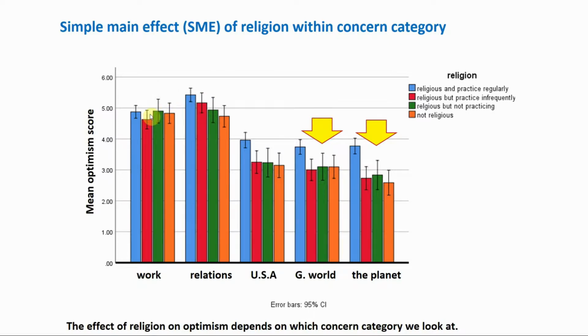So what this is suggesting is that there could very well be an interaction effect, one that's significant. Now, we ran the ANOVA, and I can tell you, yes, the interaction is significant.